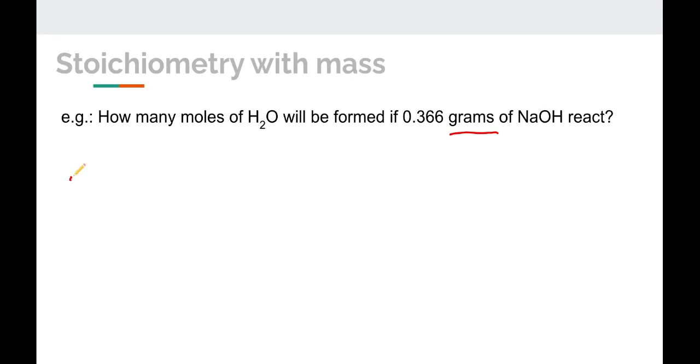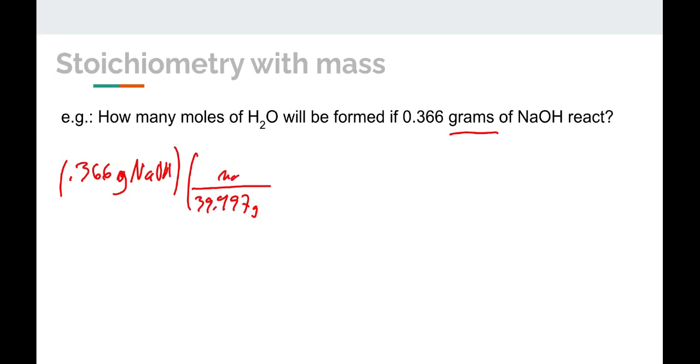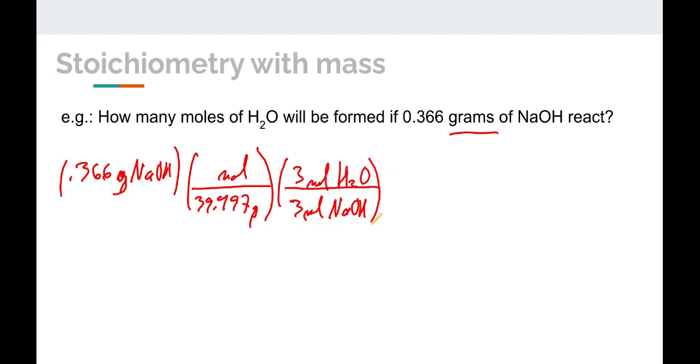So I could do that by going 0.366 grams NaOH, and then converting into moles by just using the molar mass of NaOH, which turns out to be 39.997 grams per mole. So with grams canceled out, now I have moles of NaOH, and I can proceed with my mole ratio. So it's 3 moles of NaOH, and if you recall the equation, there was a 1-to-1 equivalency, or a 3-to-3 equivalency, with moles of water.